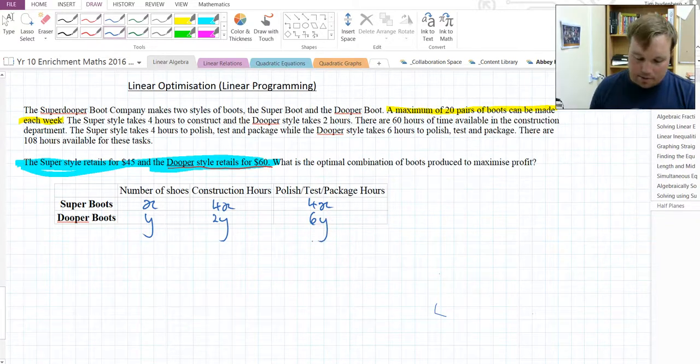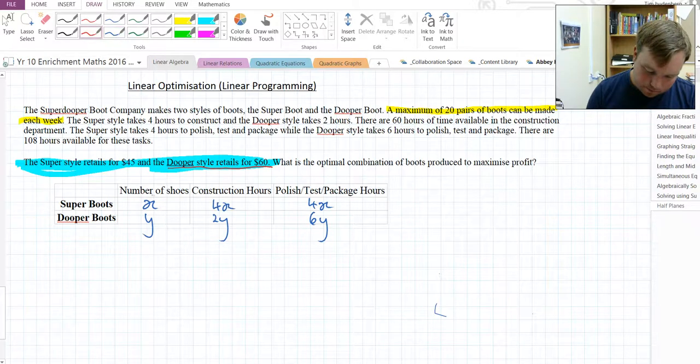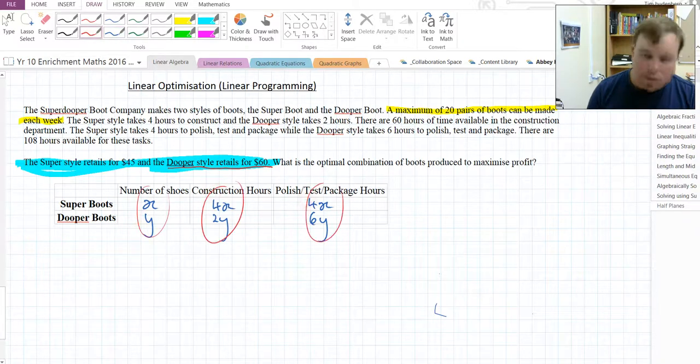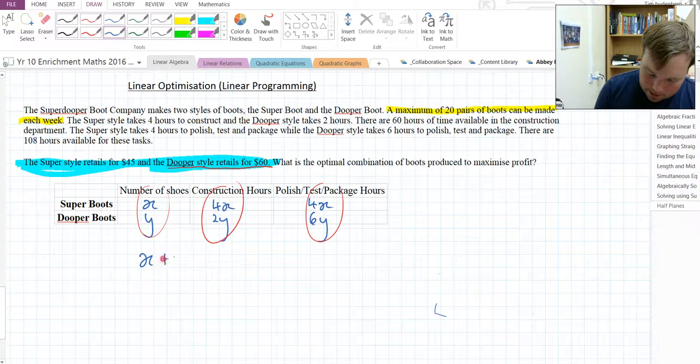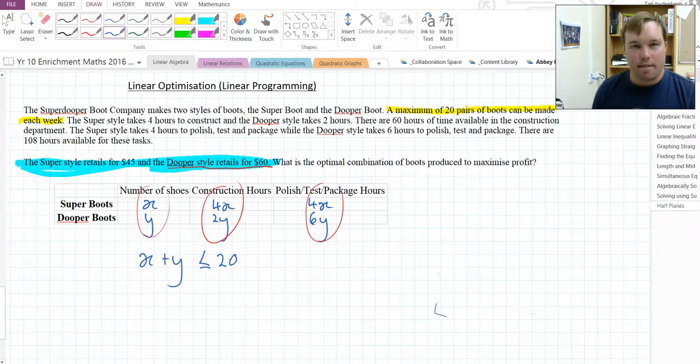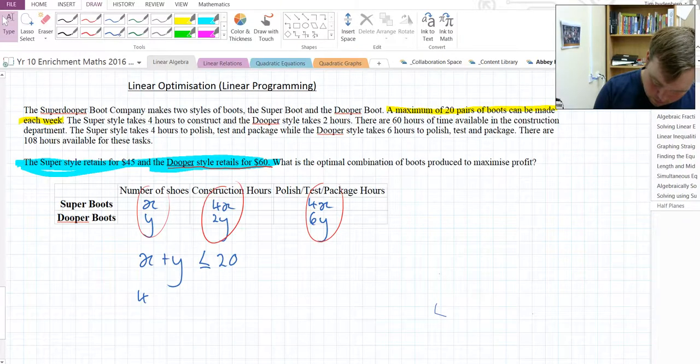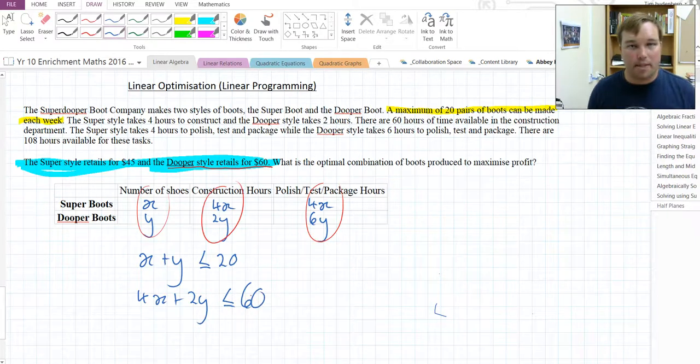Now, each one of these pairs will give us a constraint. And those constraints, or linear inequalities, look like this. X plus Y is less than or equal to 20. That means the sum of boots produced is less than or equal to 20. 4X plus 2Y is less than or equal to 60. That's the construction department taken care of.